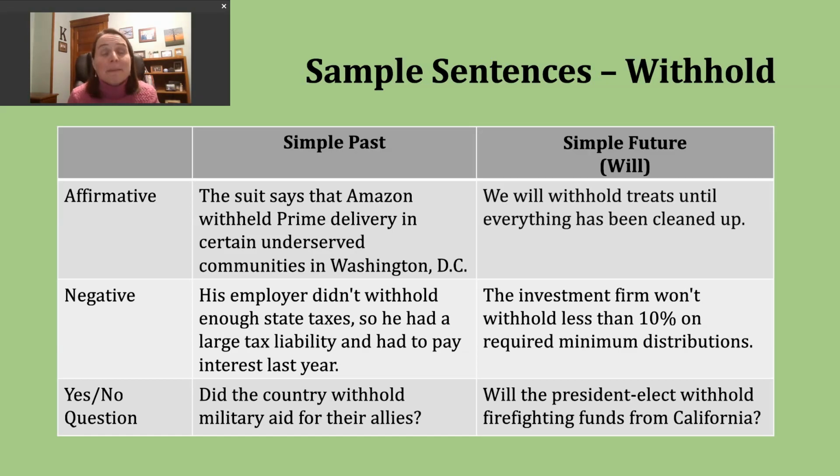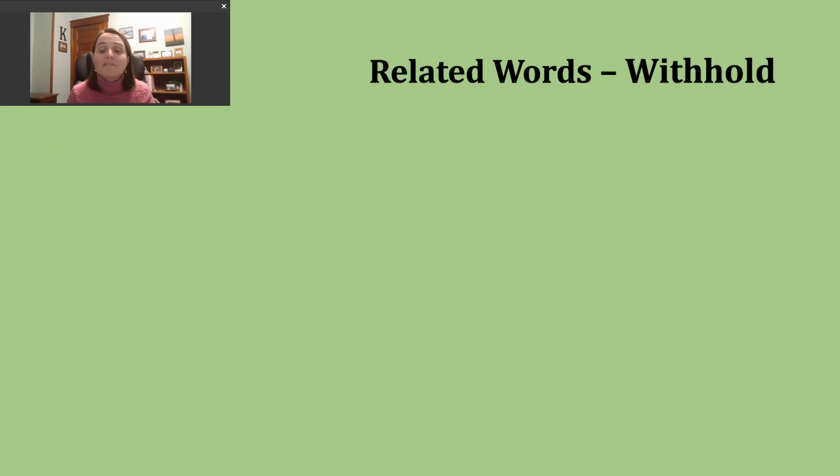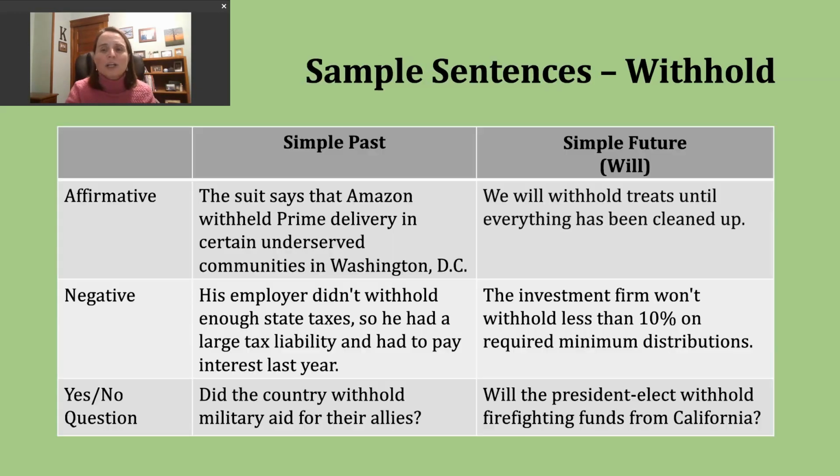Finally, if you want to make a yes or no question in the simple future, start with will, then you'll have your subject, and then the base verb. Here's my last example. Will the president-elect withhold firefighting funds from California? Okay. Again, something out of the headlines, this idea of not giving support until conditions are met. This is something that is a bit worrisome, I believe, to people, particularly those living in California.